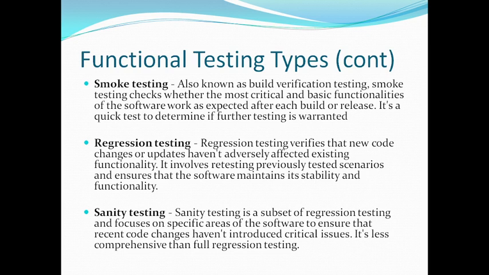And in regression testing, we not only test the new changes, but we also make sure that the existing functionality is not getting affected. So it involves retesting previously tested scenarios as well. And in sanity testing, we only test around the specific areas of the software where changes have been made. I hope you understand the difference between regression testing and sanity testing.